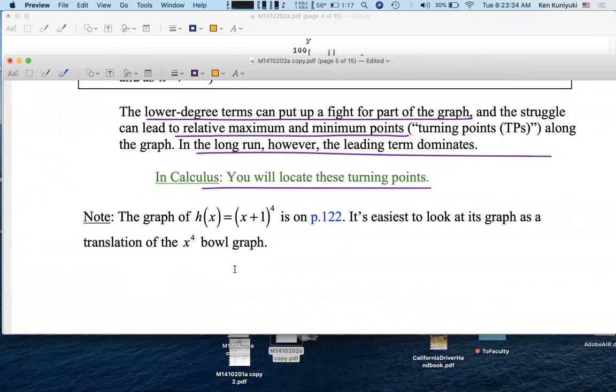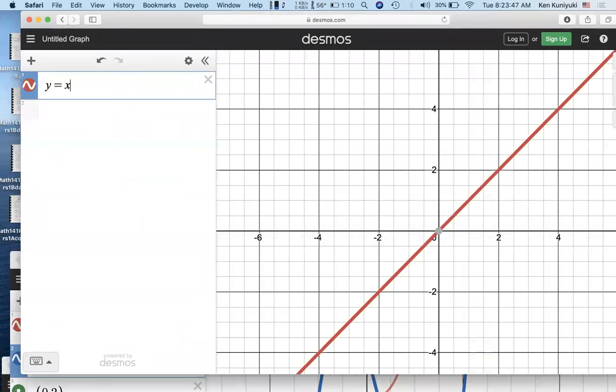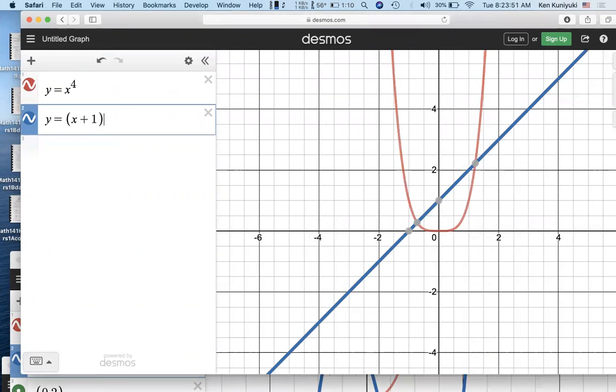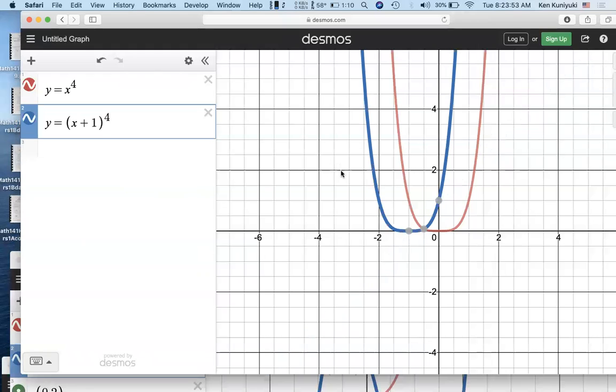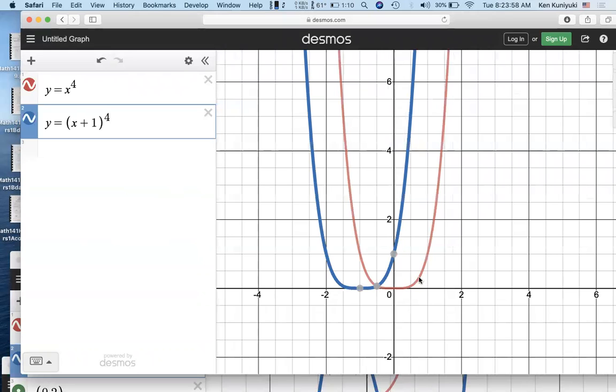By the way, one side note: if you have a special case like this, where you have, say, a fourth degree polynomial that can be factored like that, then it might be better looked at as a translation problem. For example, y equals x to the fourth looks like that. Y equals (x plus 1) to the fourth basically exhibits the same behavior in the long run because it just corresponds to a horizontal translation.